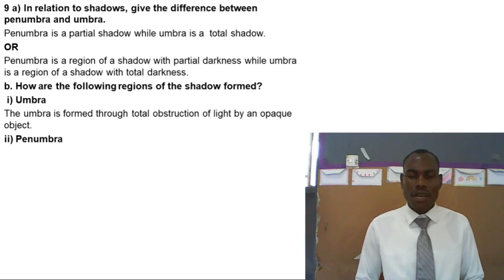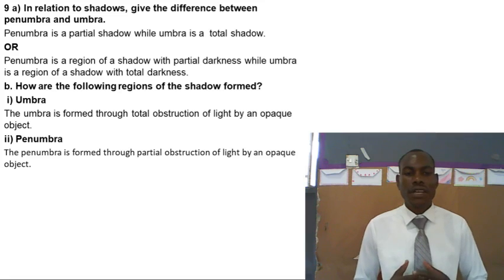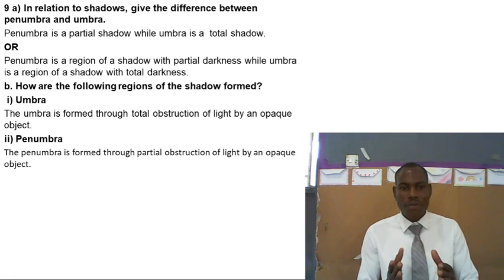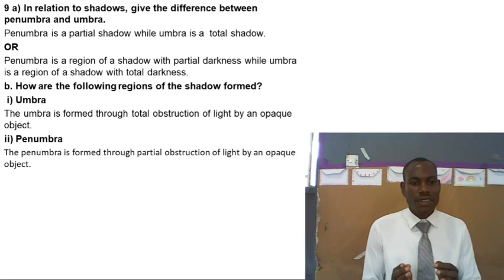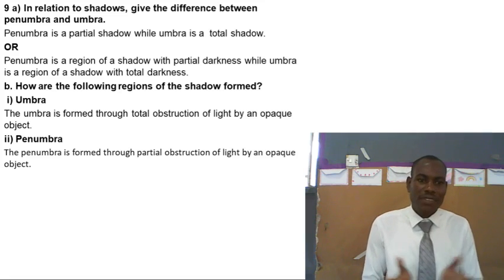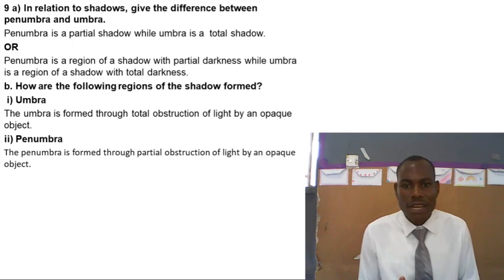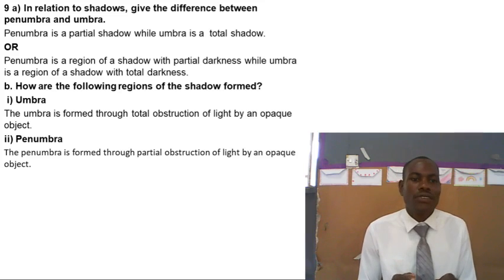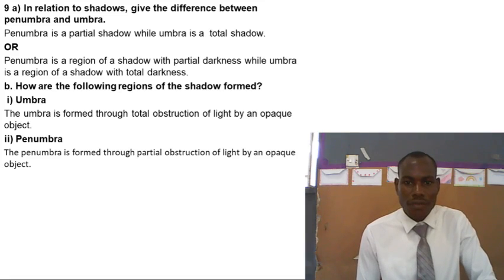Let us look at the penumbra. That one is formed through partial obstruction of light by an opaque object. What does that mean? Light reaches an opaque object, but that opaque object blocks some light, whereas some light passes at the sides. That forms two shadows. One shadow will be light, and that light shadow is the penumbra, and one part is dark. That dark part will be the umbra. I want you to take note of that.